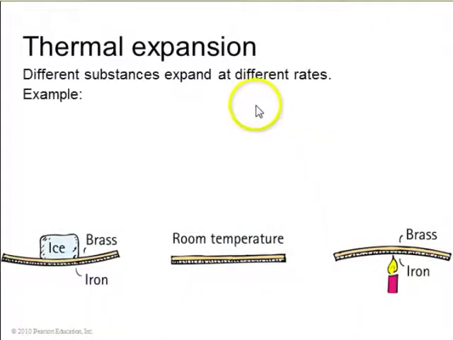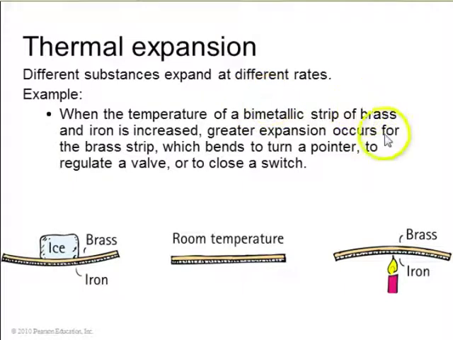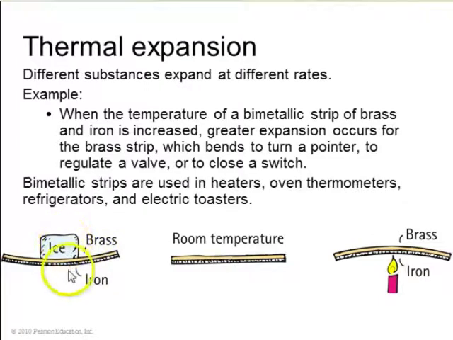Different substances expand at different rates, and this is used in bimetallic strips. If you have a bimetallic strip of brass right against iron, it turns out that there's a greater thermal expansion for brass than there is for iron. So if you cool a bimetallic strip, the brass will contract more than the iron, and it'll bend up towards the ice. At room temperature, the bimetallic strip might be straight, but if you heat it, then the brass will expand more than the iron will, and it can bend the other direction.